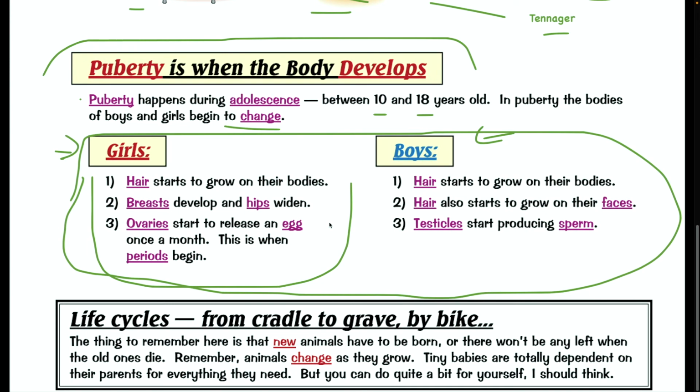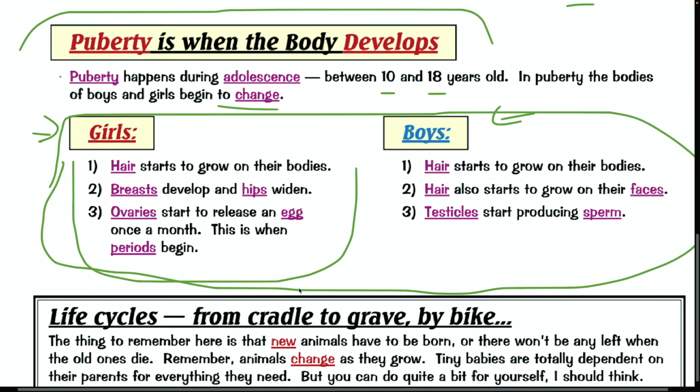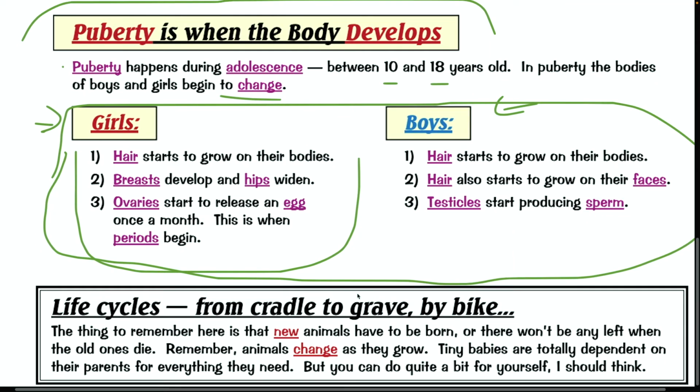Okay, we have this last one here now. Okay, that is the last one. Life cycles, this final part. Okay, from cradle to grave by bike. Que será que é isso? Vocês entendem isso? Ou seja, o que é from cradle to grave?